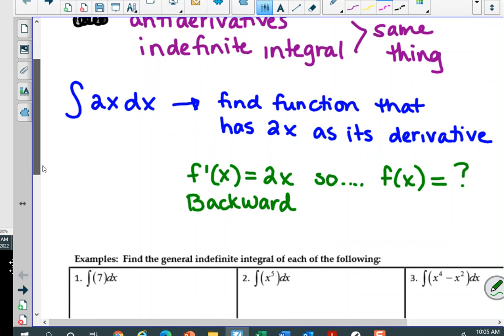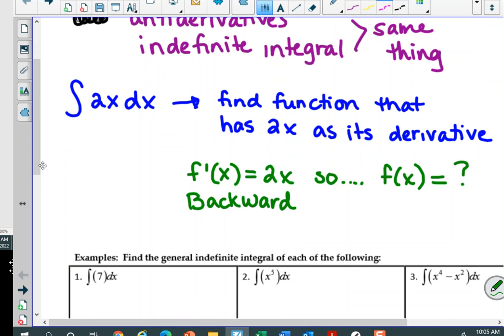If the derivative is 2x, talk to me about the original function. What do you think it was? It was probably x squared, right? I mean, if you use what we know about how functions work, how functions in basic derivative work, f of x equals x squared would be a possibility. So I would say that the antiderivative, or an antiderivative, of 2x dx is x squared.